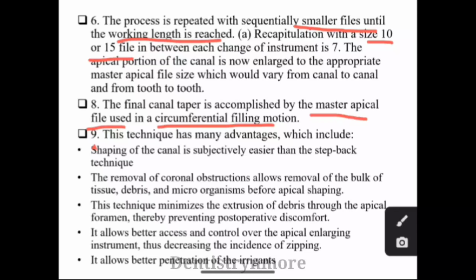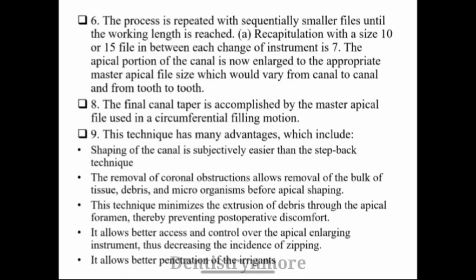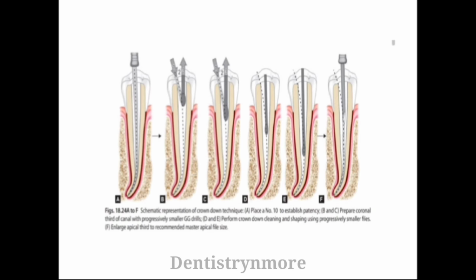will be easier than with the step back technique, and there will be removal of coronal obstructions that allows the removal of the bulk of tissues like debris and microorganisms. It minimizes the extrusion of debris through the apical foramen, so it will prevent post-operative discomfort. It also allows better control over the apical enlarging instrument, so it decreases the incidence of zipping, and it also helps in the penetration of the irrigants. So this is the systematic representation of the crown down technique.